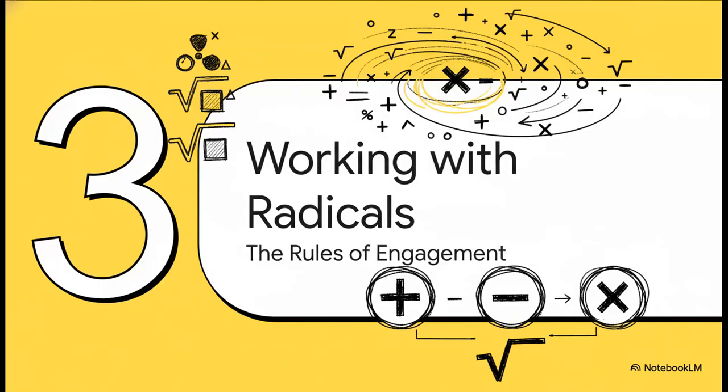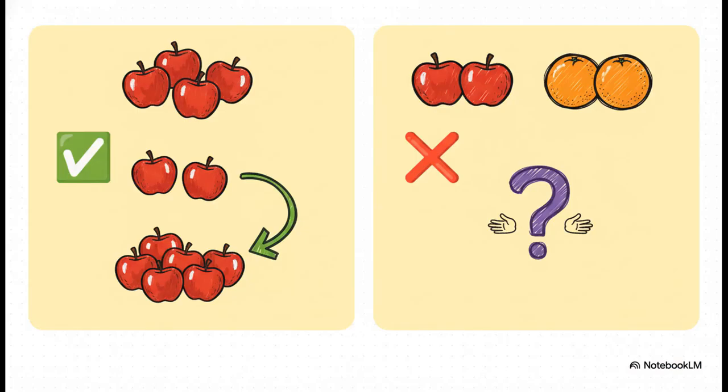Okay, so we know how to simplify them. Now what happens when we try to actually do math with radicals? Let's go over the rules of engagement for adding, subtracting, and multiplying. When it comes to adding and subtracting, there's one golden rule. You can only combine like radicals. That just means they have to have the exact same number inside the radical, the same radicand.